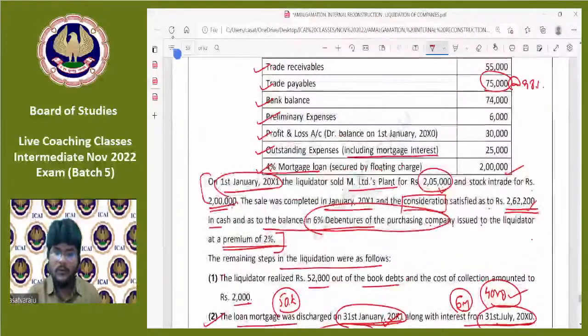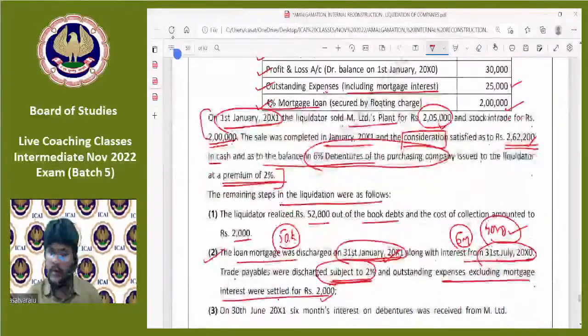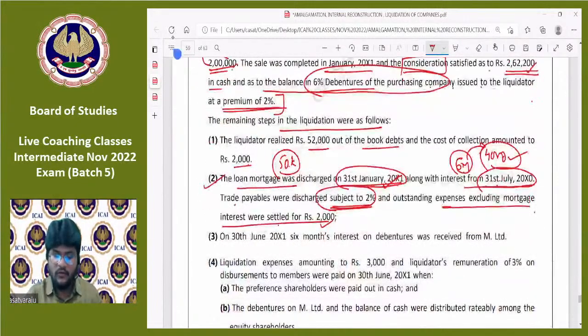Now, outstanding expenses excluding the mortgage interest were settled for 2,000. What about mortgage interest, sir? We already did that. Outstanding mortgage interest related to 6 months was 4,000. We already explained that. Next, on 30th June 2011, 6 months interest on debentures was received from M Limited.